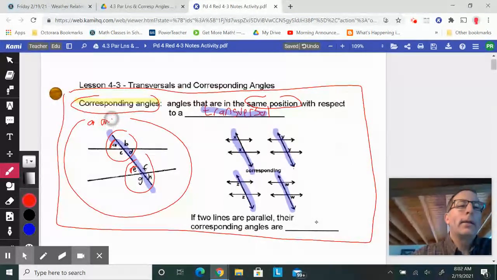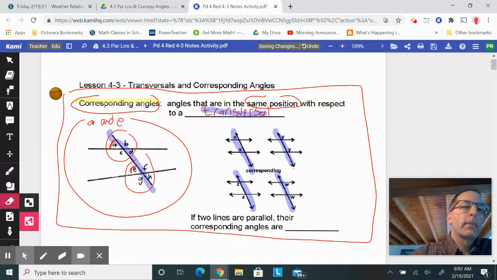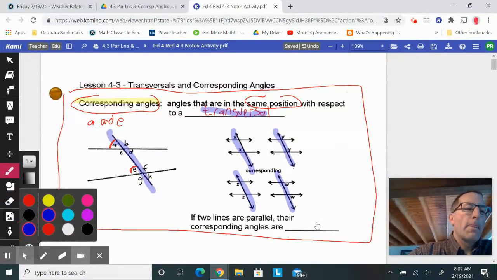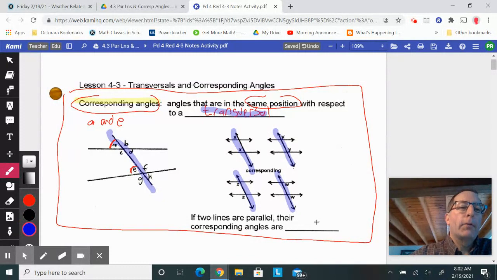A and E. Let me erase that, let me erase this, let me erase this. Hopefully that makes sense. Let me change colors now. Notice on the top right, you have angle B. Well, angle B corresponds to angle F. It's in the top right of the other intersection. And using black, I'll go to the bottom left. That's angle C in that intersection. And the other intersection and the bottom left angle is angle G. And then there's D and H.